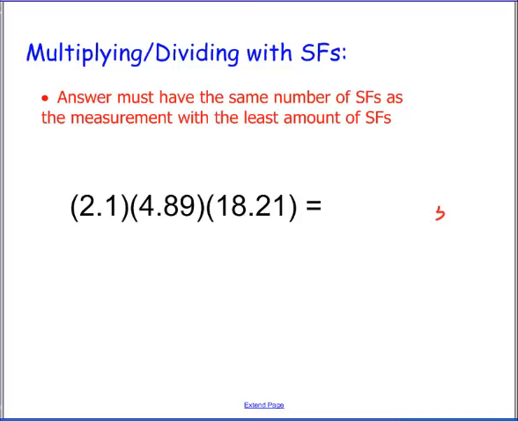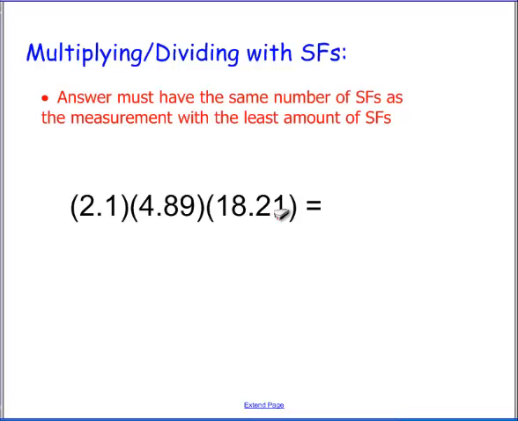The second set of rules is for multiplying and dividing. When I multiply and divide, my final answer must be rounded so that it has the same number of significant figures as the measurement with the least number of significant figures. Makes more sense if we do a practice problem. So here we have three numbers that are going to be multiplied together. 2.1 times 4.89 times 18.21.